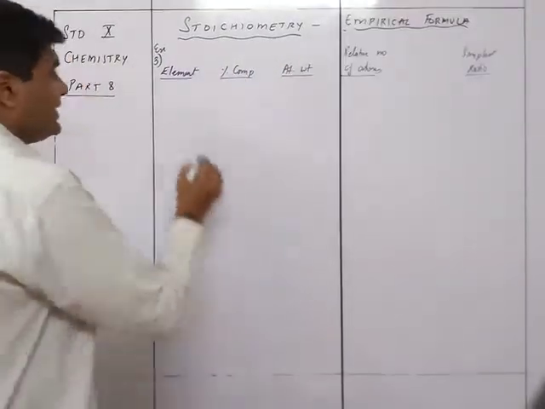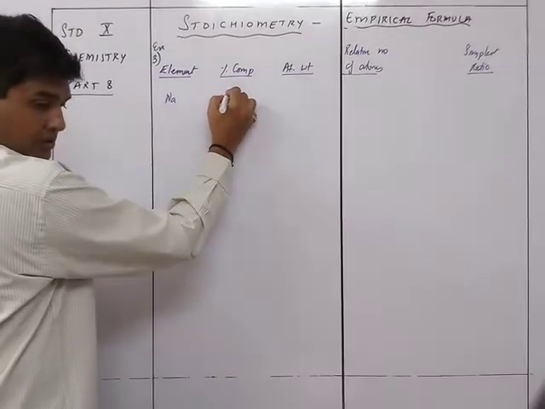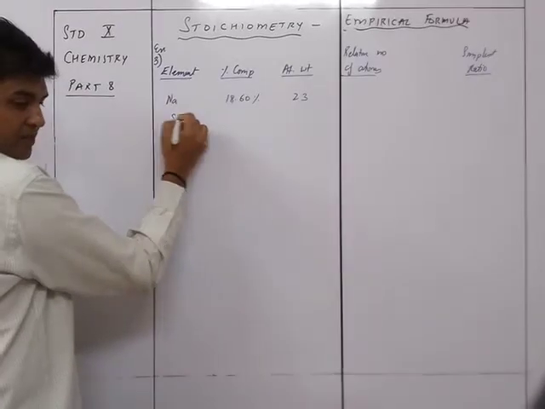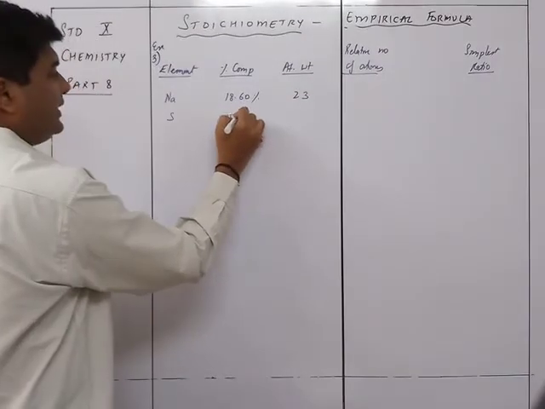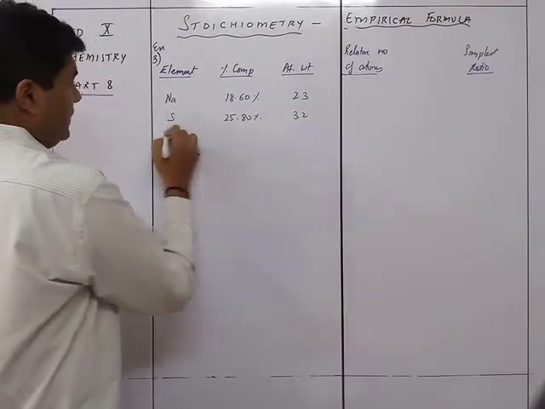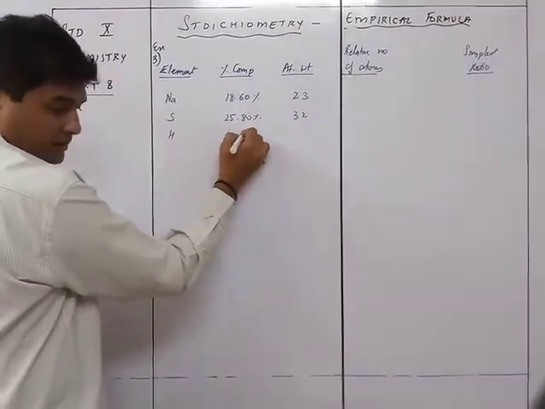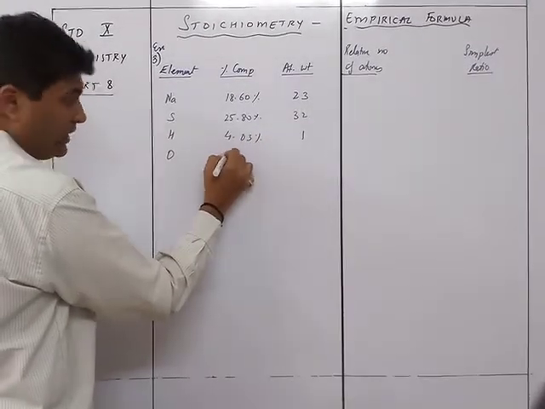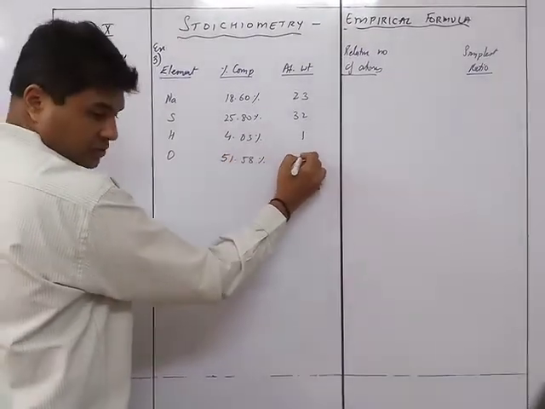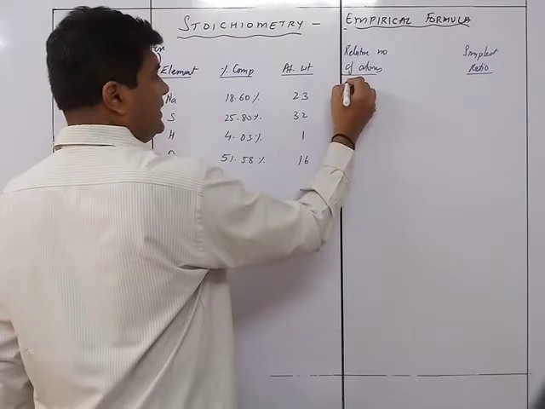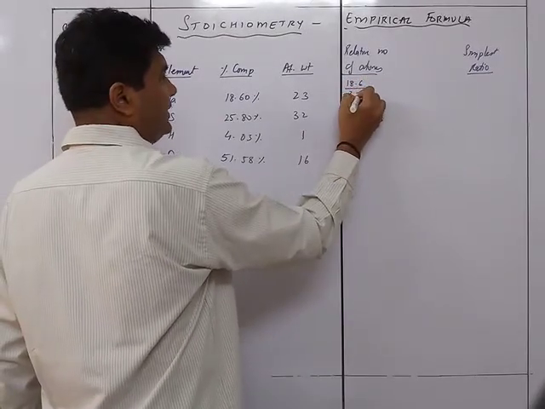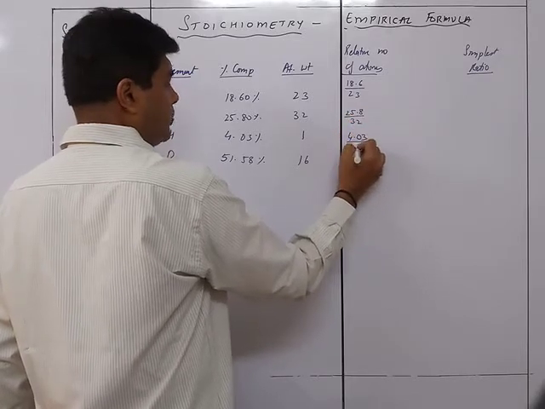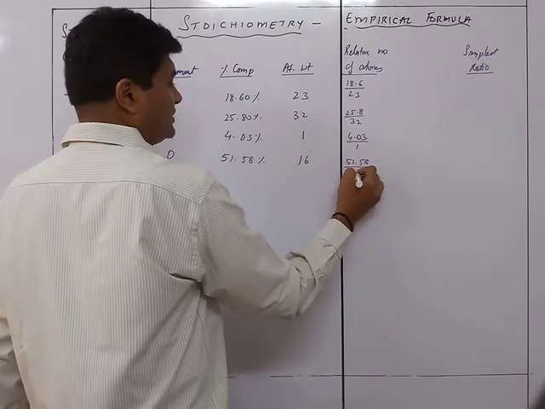First of all, we just take the percentage directly. So it is Na, sodium, 18.60%, 23. Then sulfur, 25.80%, that is 32. Then hydrogen, which is 4.03%, which is 1, and oxygen O is 51.58%, which is equal to 16. Accordingly, this is 18.6 upon 23, this is 25.8 upon 32, this is 4.03 upon 1, and 51.58 upon 16.